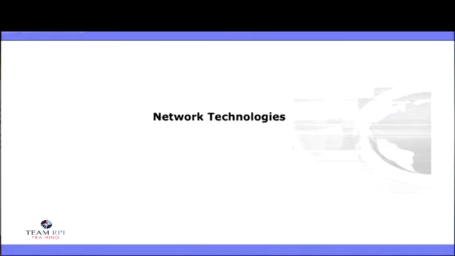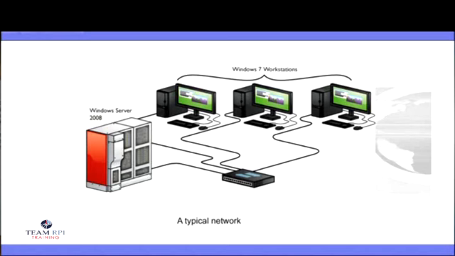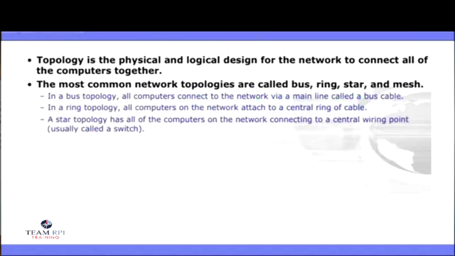First, we'll talk about network technologies. This is a typical physical topology of a typical Windows network. So understanding topology is the physical and logical design for a network to connect all of the computers together. The most common network topologies are called bus, ring, star, and mesh.